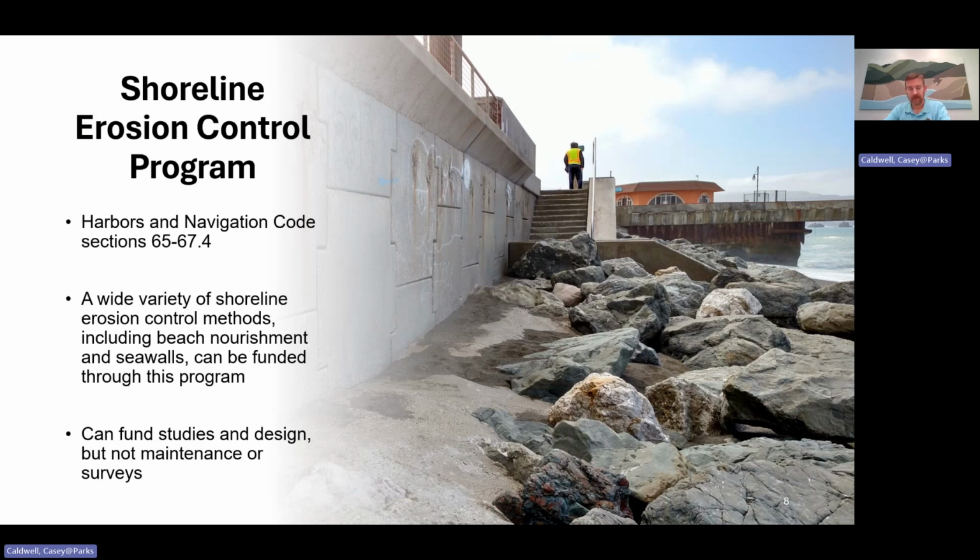DBW can fund construction activities under this program, and we can also fund pre-construction activities like feasibility studies and project engineering and design. However, DBW can't fund long-term post-construction maintenance and monitoring. That kind of long-term care is the local government's responsibility. And we usually can't fund routine shoreline surveys and studies unless they're being done in connection with an erosion or sediment management problem that's already been identified.